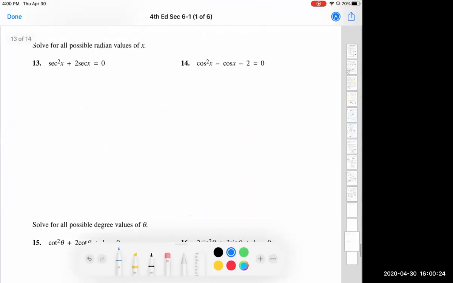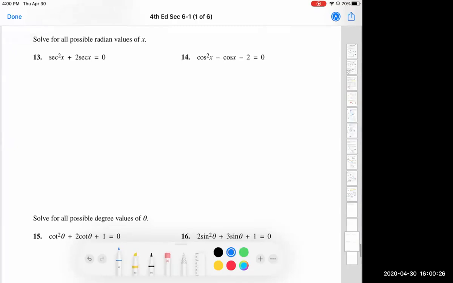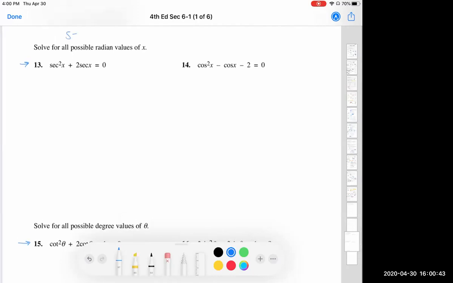Okay, let's do 13 and 15. Let's do those two before we call it a day. And after that, I'll answer homework questions. Okay, so do 13 and 15. I'll give you 5 minutes. I'll stop you at 4:05. So go ahead and give 13 and 15 a try.